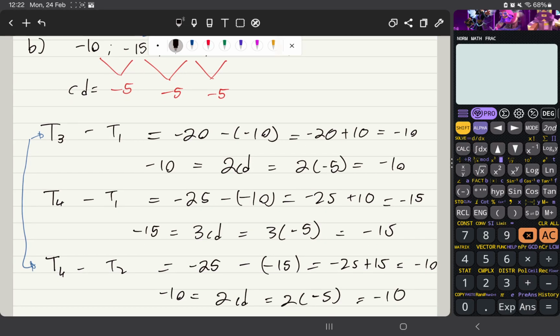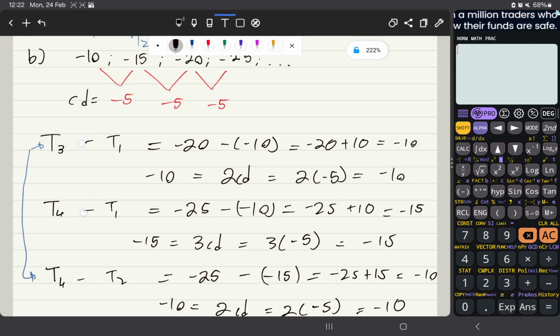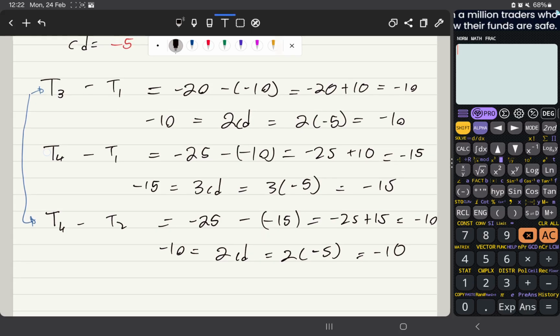So let me pause right there and ask you to hear what I'm going to say, then pause and think. What do you think is happening here with the 2D, 2CD, 3D? That's a big question, and that question is going to help you with a lot of these problems. And remember, this applies to linear number patterns.